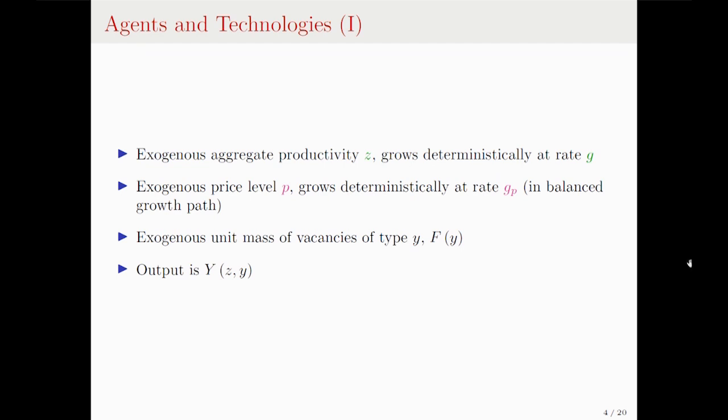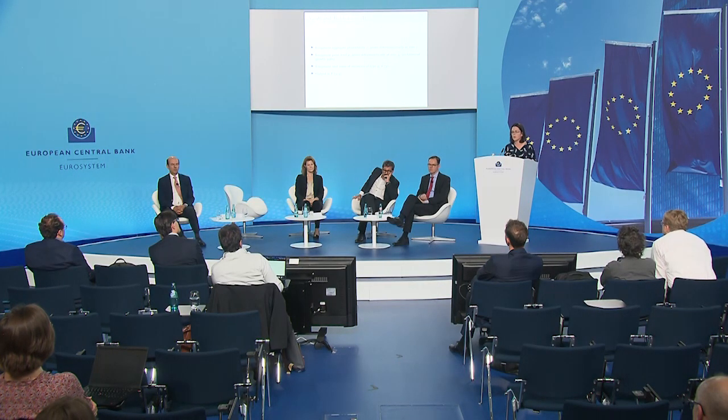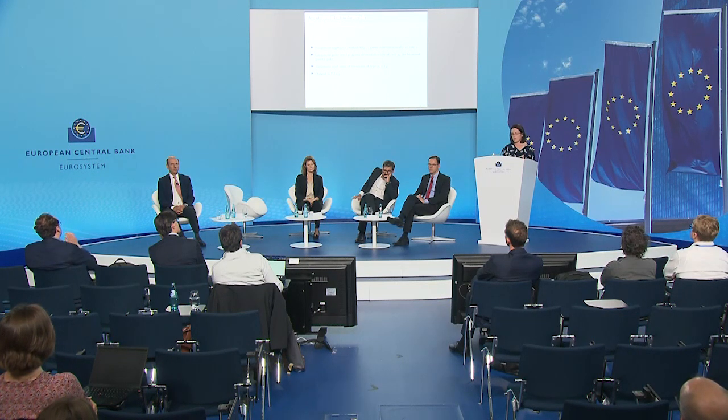What does this look like? We're going to have some exogenous aggregate productivity, Z, which grows deterministically at rate G. And then we have a price level that is also growing deterministically in a balanced growth path. We're going to have a unit mass of exogenous vacancies, and these are going to be type y, where some firms will be more productive than other firms. When a firm makes a match, the production from that match will be a function of aggregate productivity and the firm's productivity. So it's just going to be Z times little y.